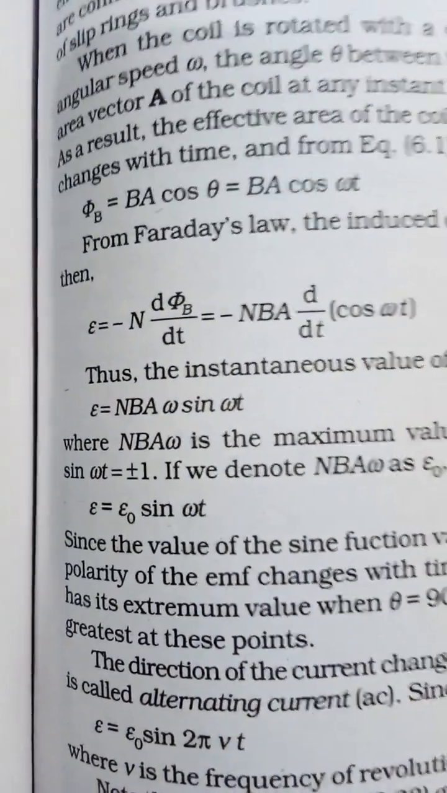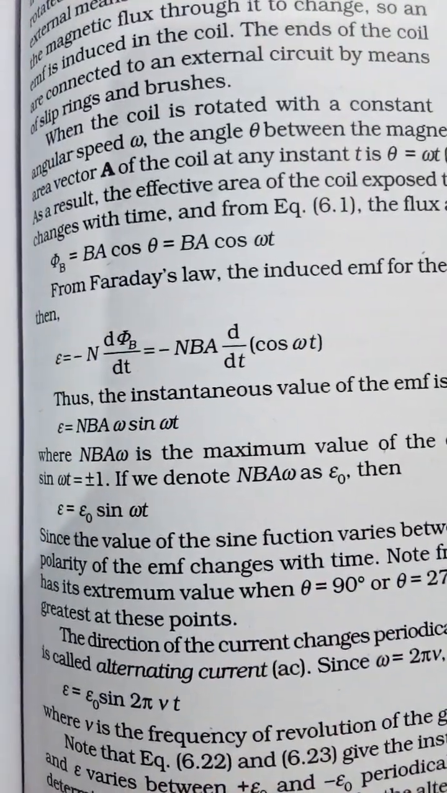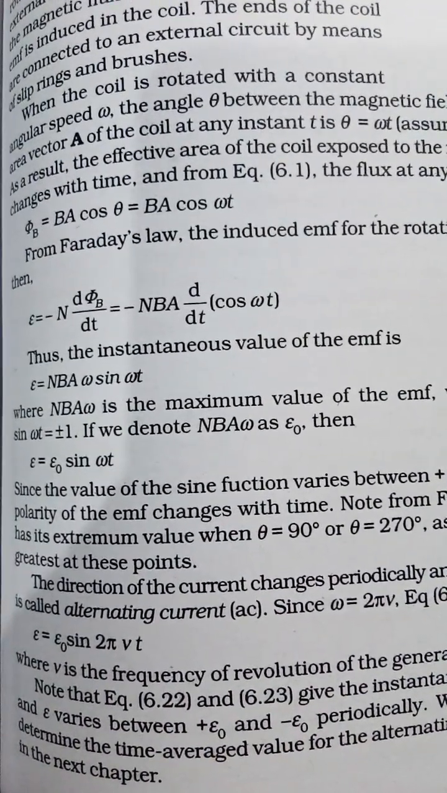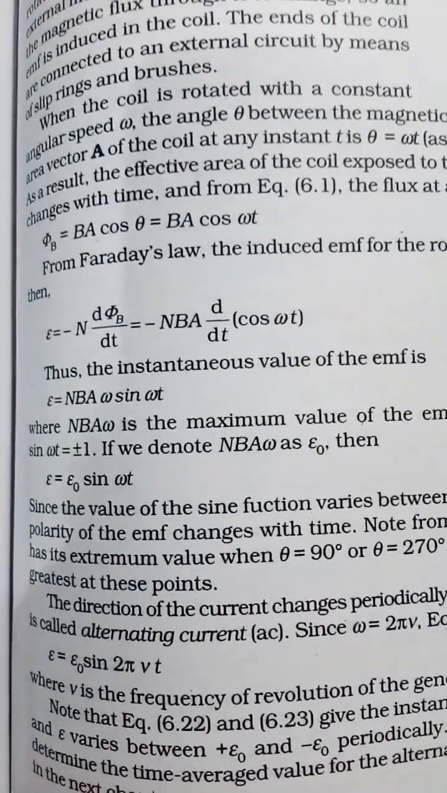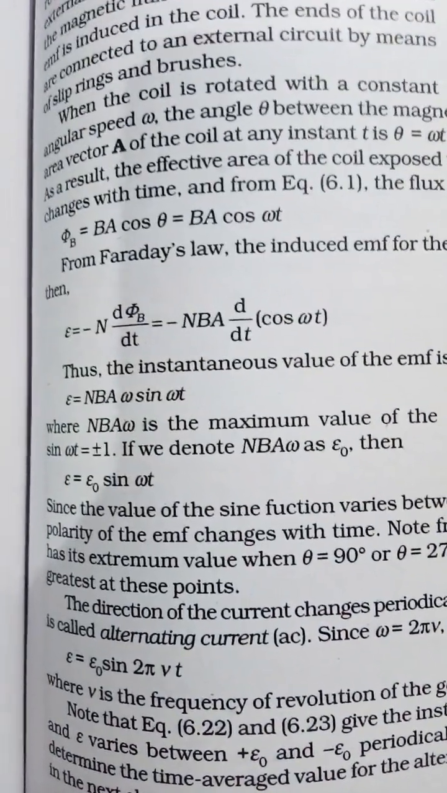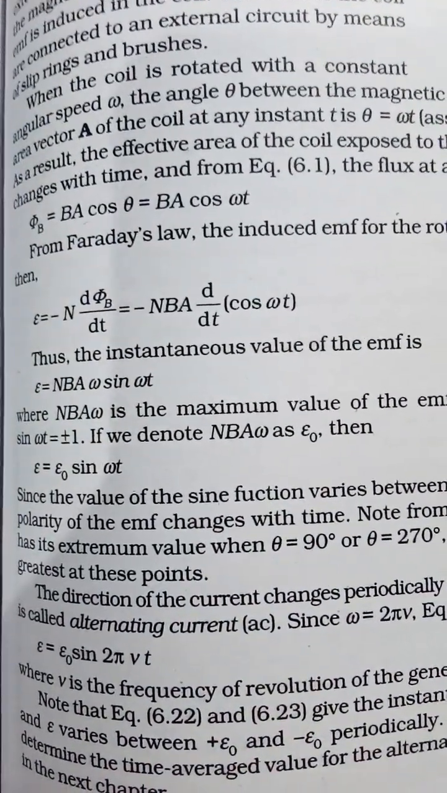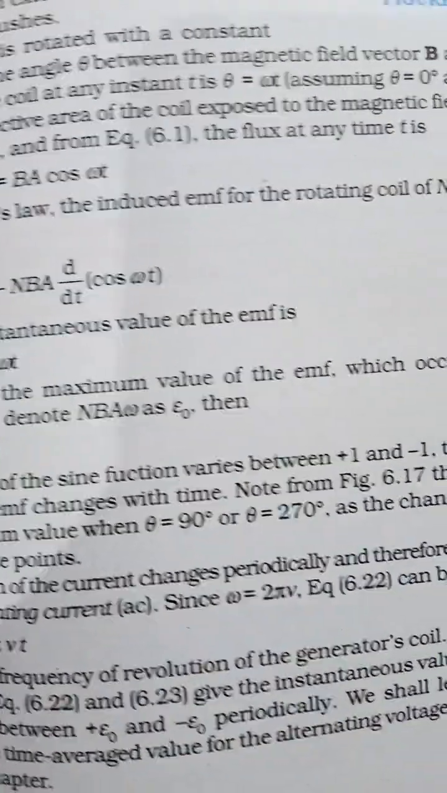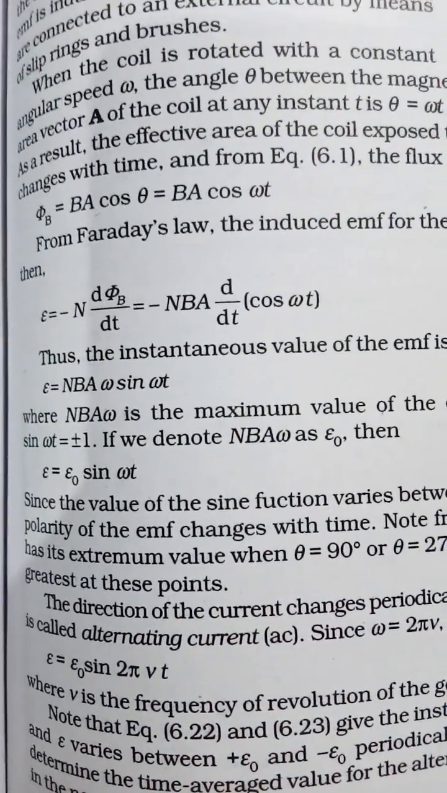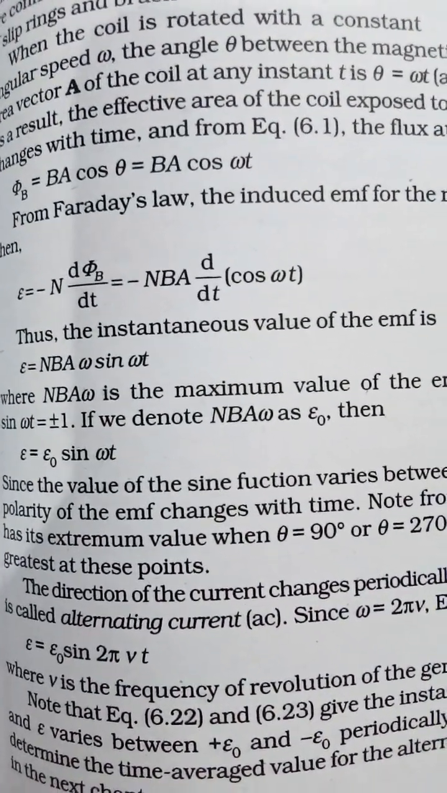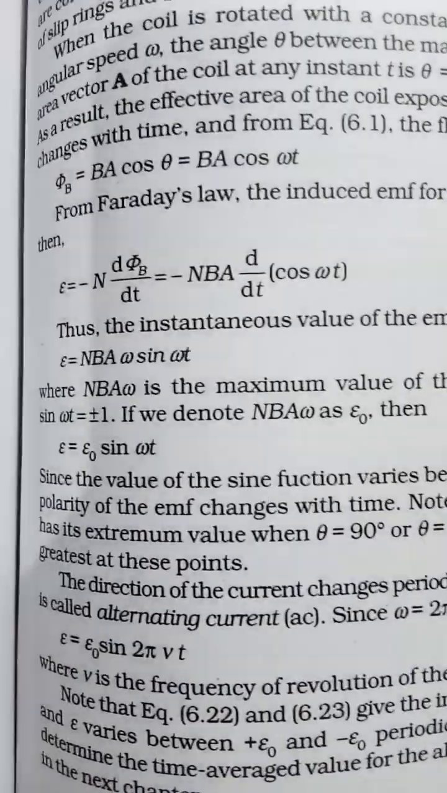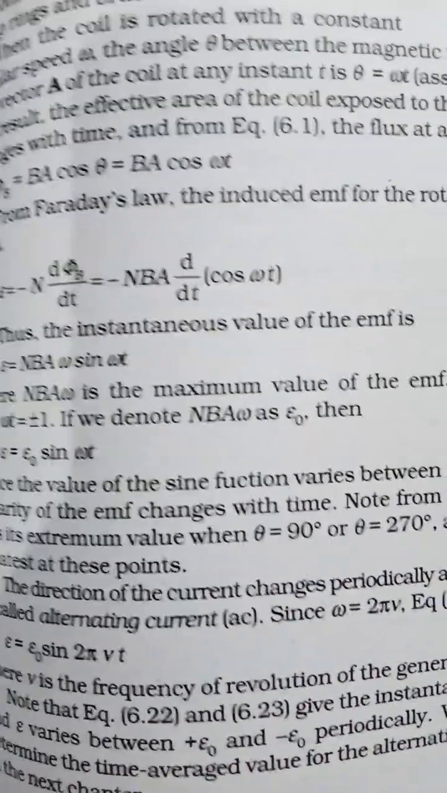When you study Faraday's law in this chapter, you will also study Michael Faraday. Thus the instantaneous value of the EMF, electromotive force, is e equals NBA omega sin omega t, where NBA omega is the maximum value of the EMF, which occurs when sin omega t is equal to plus or minus 1. If we denote NBA omega as E0, then e is equal to E0 sin omega t.